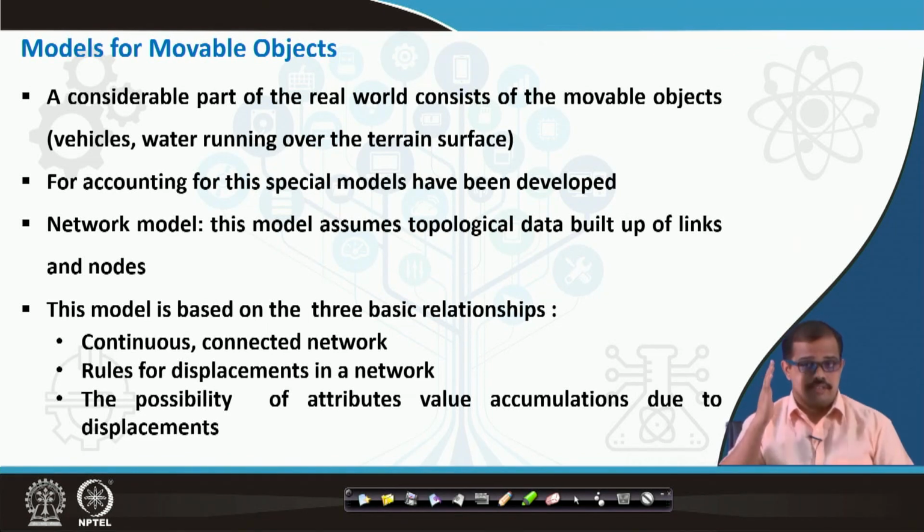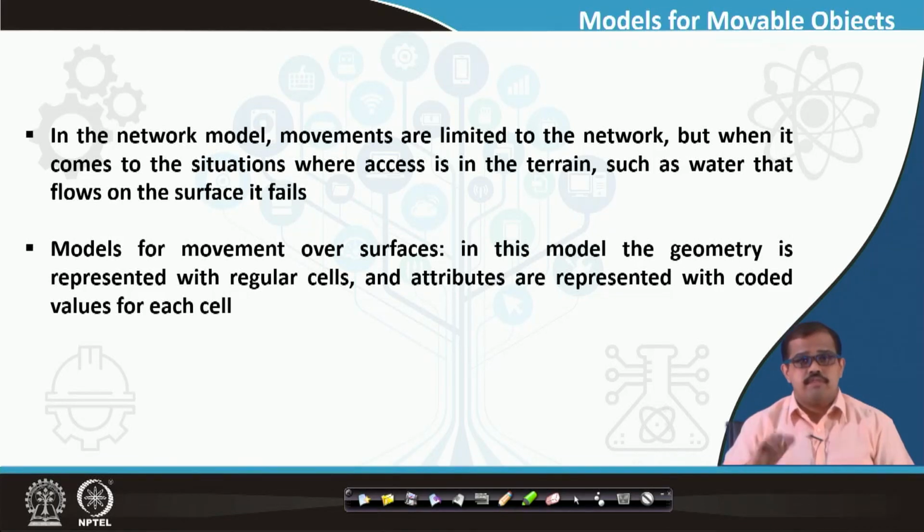That is, first is a connected network, where the connections are. For example, if you are looking at vehicles and a road, there are different connections in this complete network. Then rules for displacement in a network: where it can be displaced and in which direction, if you are considering the vehicle. Then the possibility of attribute value accumulation due to any displacement that is happening. So, this is what we have to look at.